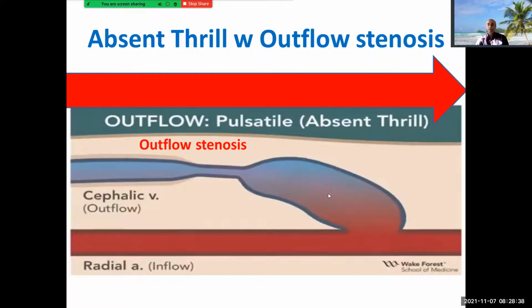You are okay now? We have clear outflow stenosis for our fistula, with the body of the fistula and the blood going to the heart. Okay, pulsatile. It will give you a pulsatile feel here. You will see the pulse like that, and you will not palpate the thrill, it disappeared. Okay, clear now. This is clear outflow stenosis.